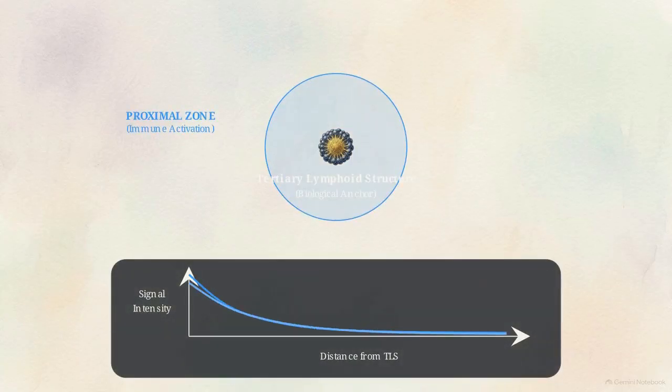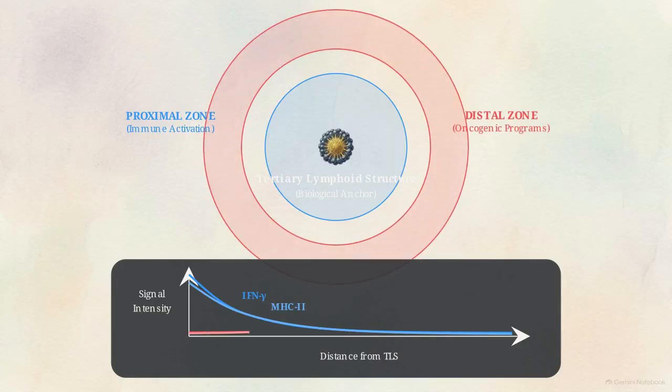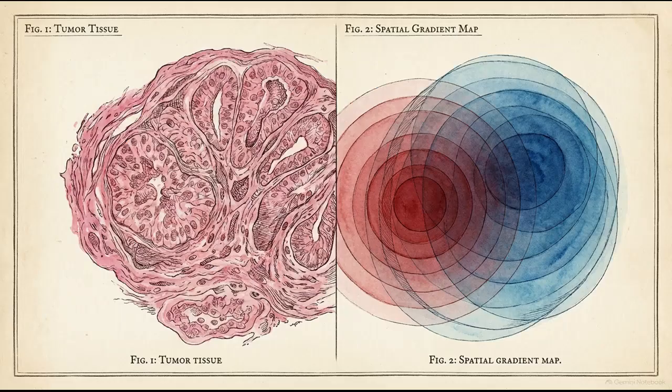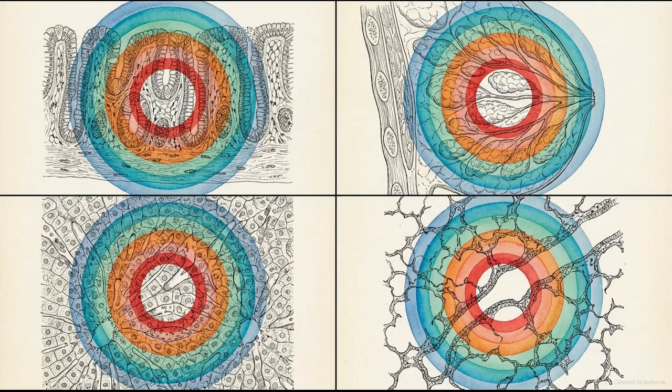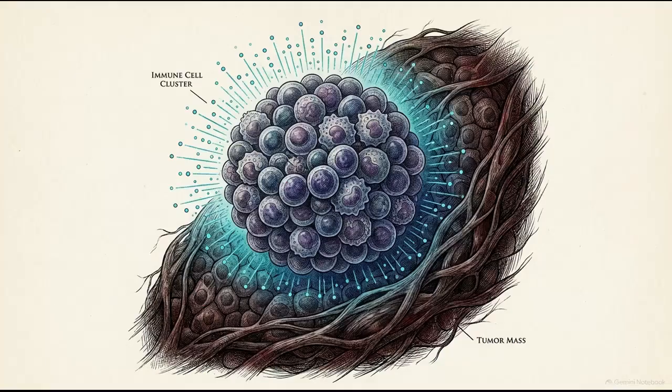In the proximal zone, closest to the TLS, we see heightened immune activation and antigen presentation. Conversely, the distal zone is dominated by oncogenic proliferation and aggressive invasion programs. Researchers isolated these opposing forces using spatial transcriptomics, which allows for the mapping of gene expression data directly to physical tissue coordinates. These distinct signaling gradients were consistently observed across multiple tumor types. A TLS acts as a biological anchor. Its physical location dictates a topographical gradient that dictates local tumor behavior.